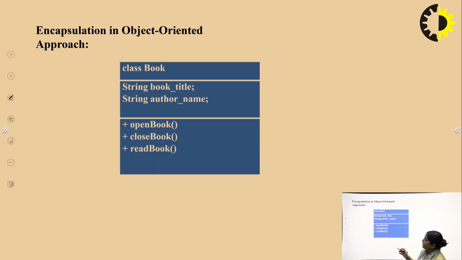Now, what is encapsulation in the object oriented approach? Here a class Book is given. That particular class Book has different fields, such as book title and book author name, and the methods are open book, close book and read book. These methods and behaviors of the class Book are encapsulated into a single unit, which is the class Book.